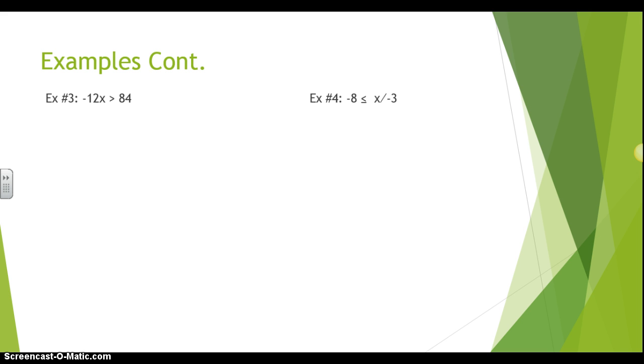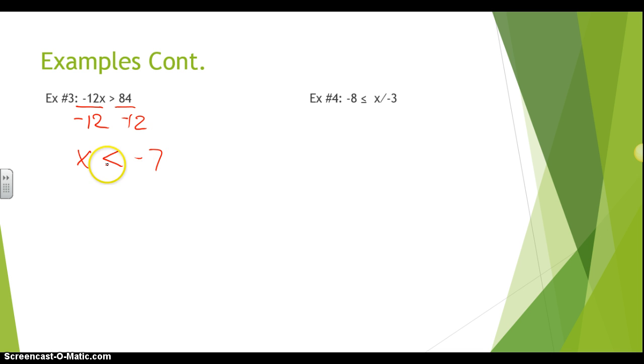So here, for example number 3, we have negative 12 times x is greater than 84. I'm going to isolate x, get it by itself, so I'm going to divide the left side by negative 12, divide the right side by negative 12. So since we're dividing by a negative, we're going to flip the inequality sign. So we're going to now have x, we're going to flip that to become less than 84 divided by 12 is going to give me -7.